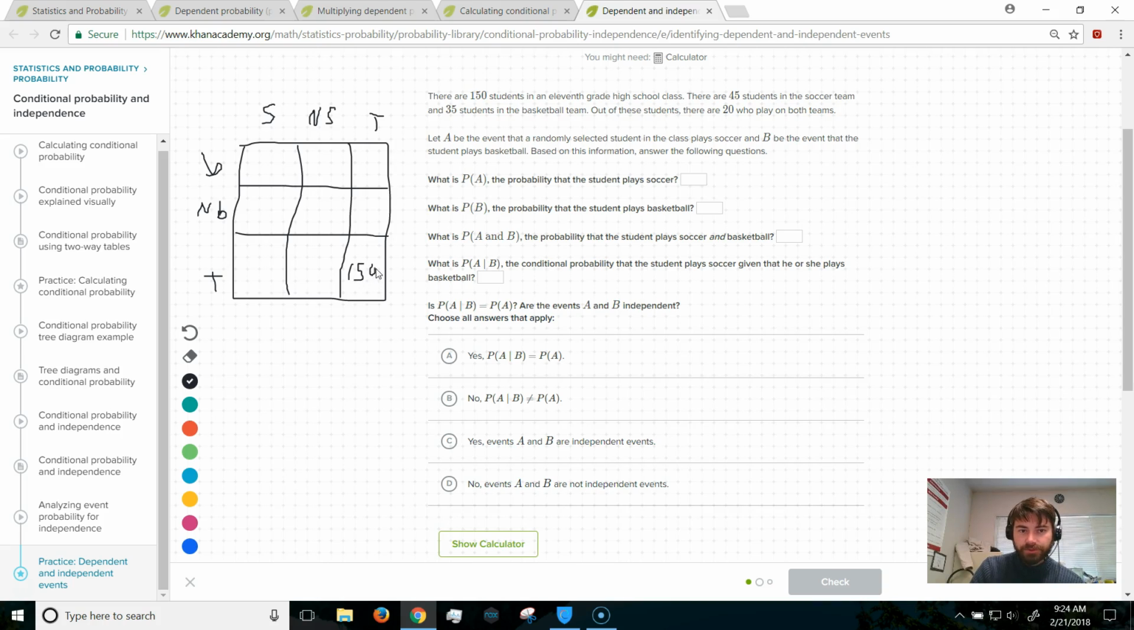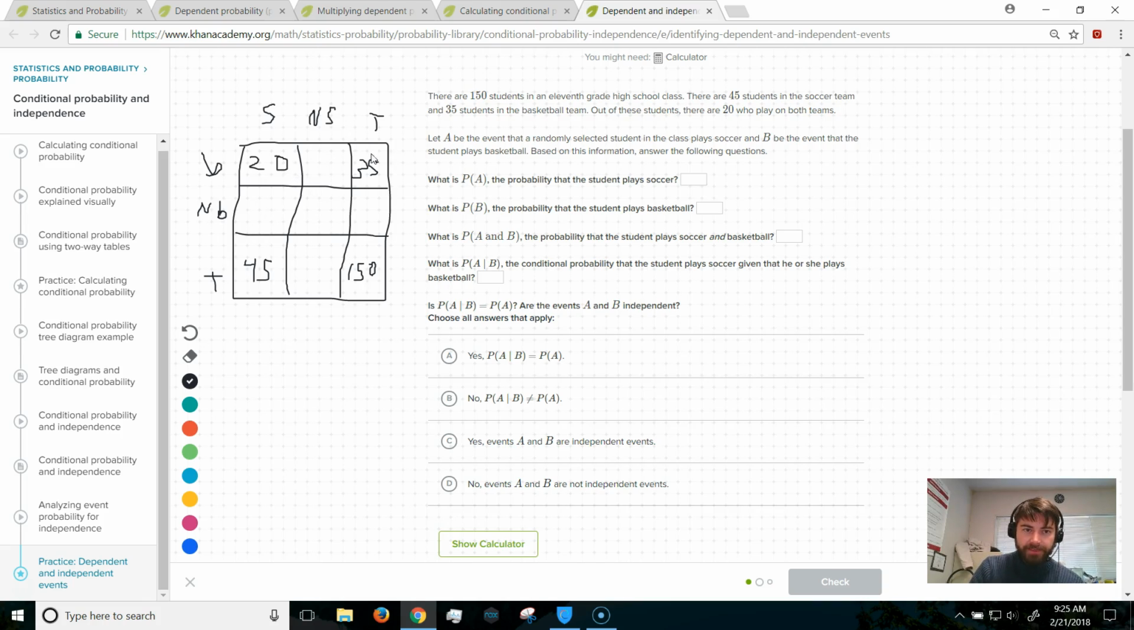So there's 150 students total, and 45 are on the soccer team. The soccer team is this right here. Then 35 are on the basketball team. The basketball team is this top first row. Out of these students, there are 20 who play both. So here's plays both, right in the center. So these are 20. Now we have enough information to fill out the rest of the table.